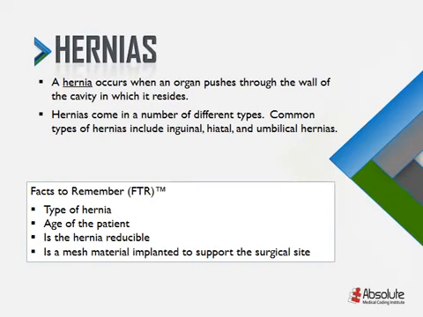One, what type of hernia are you coding for? That's important because your codes will vary by that. What is the age of the patient? Is the hernia reducible, meaning can the doctor kind of push it back in, or does it require surgery? And is a mesh material implanted to support the surgical site? If the abdominal wall or the supporting structure is not strong, they'll use a mesh material to strengthen it up. Most of the time, mesh material is bundled in the hernia repair. So keep that in mind.